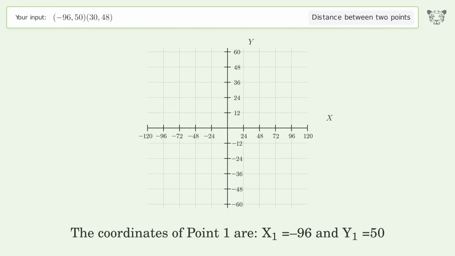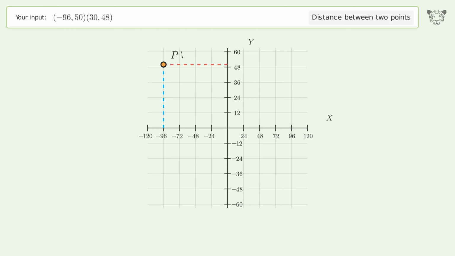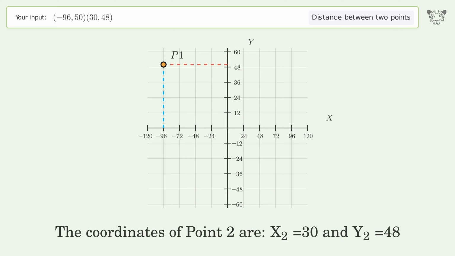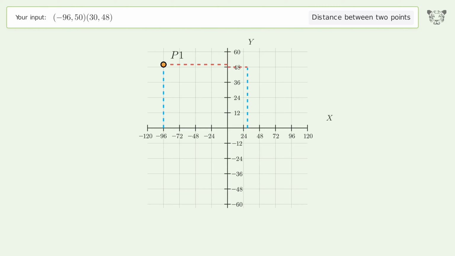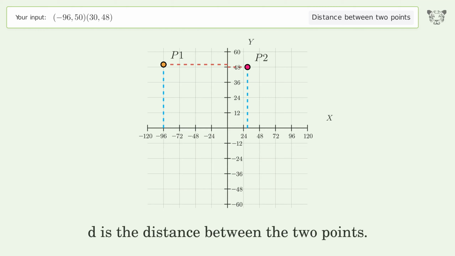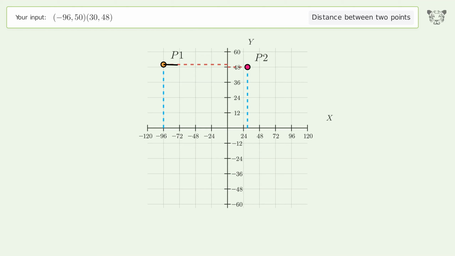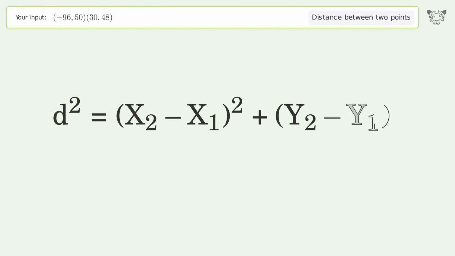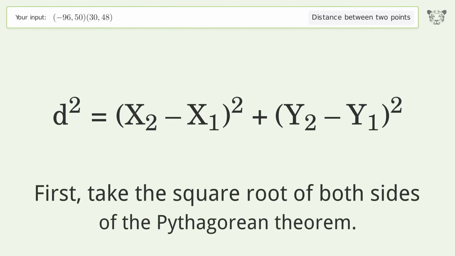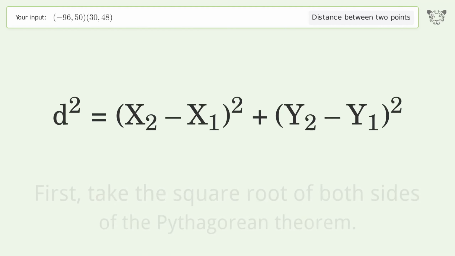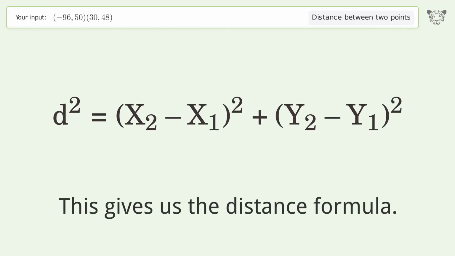The coordinates of point 1 are x1 equals -96 and y1 equals 50. The coordinates of point 2 are x2 equals 30 and y2 equals 48. D is the distance between the 2 points. First, take the square root of both sides of the Pythagorean theorem. This gives us the distance formula.